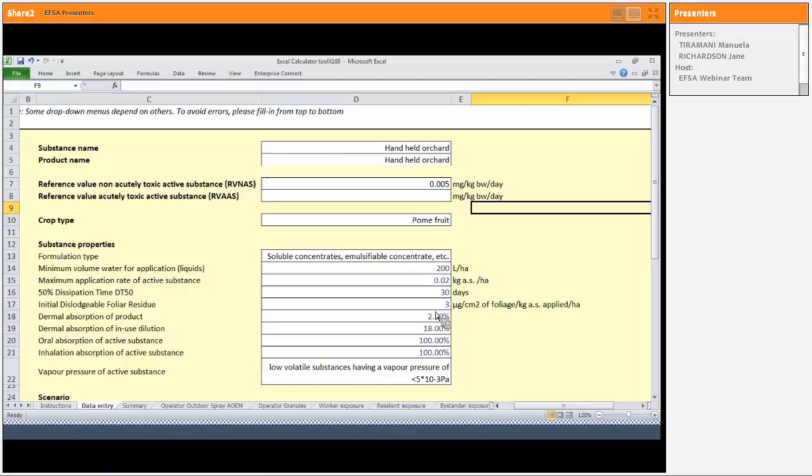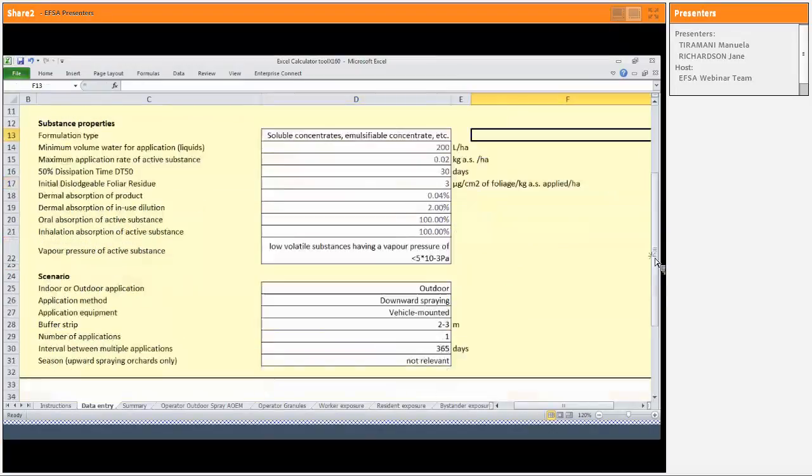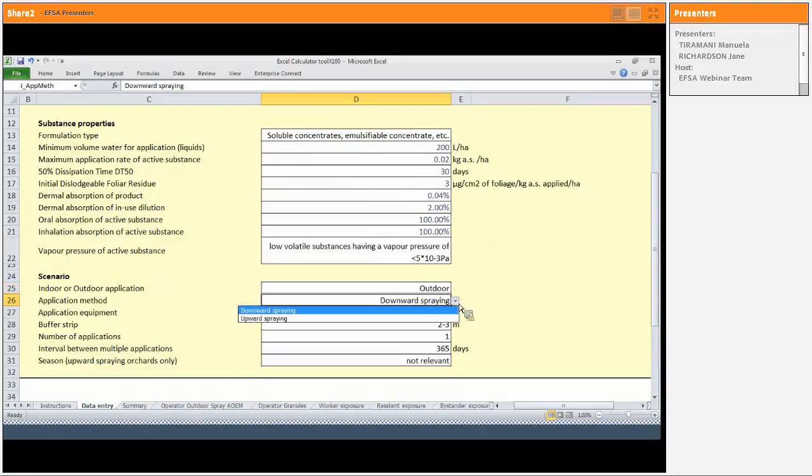And we're going to have a dermal exposure of 0.04 for the product and 2% for the in-use dilution. So in this case, we have quite low absorption values. Let's see what happens, because we also have a low application rate. We'll consider that we're spraying upward, but with handheld equipment, and we'll have 2 applications 7 days apart.